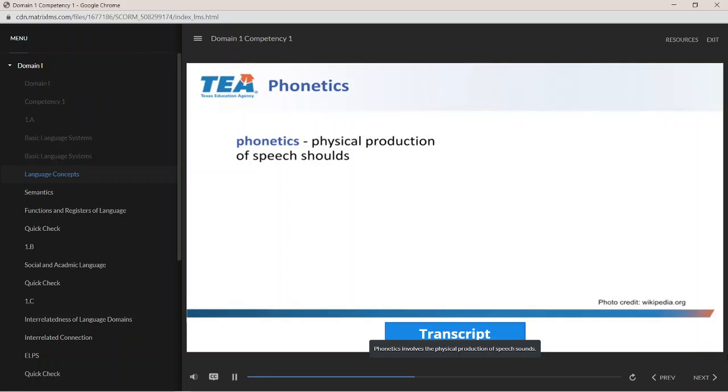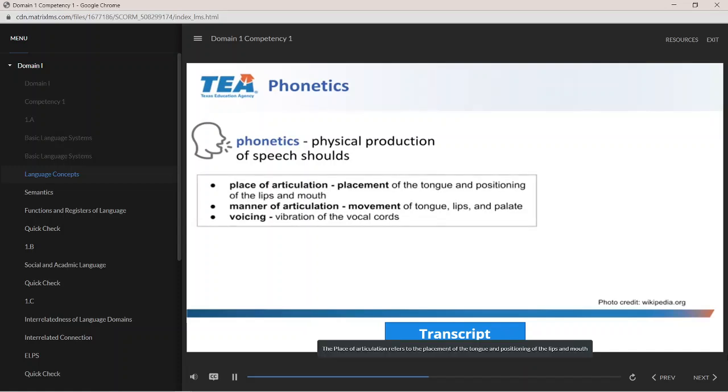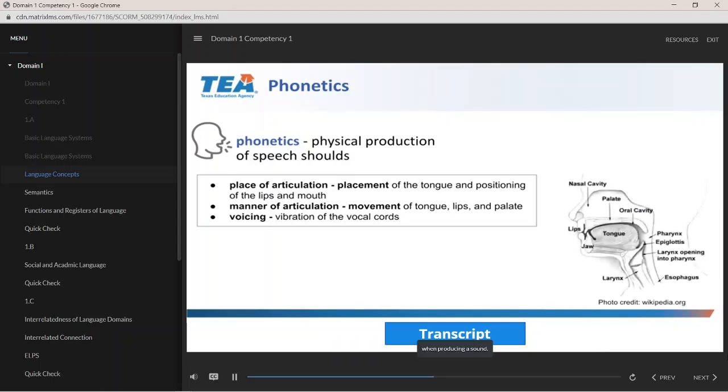Phonetics involves the physical production of speech sounds. The science of phonetics aims to identify and describe the individual phonemes in a language and how those sounds are produced. You heard this a moment ago when I was pronouncing the sound for the letter C. The place of articulation refers to the placement of the tongue and the positioning of the lips and mouth when producing a sound. This is how we modify airflow in our vocal tract to produce speech sound.